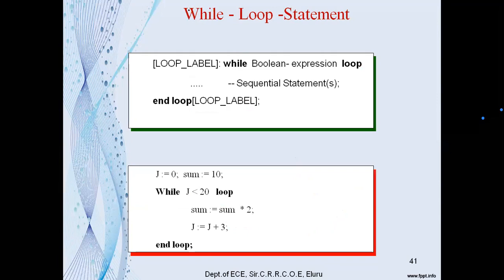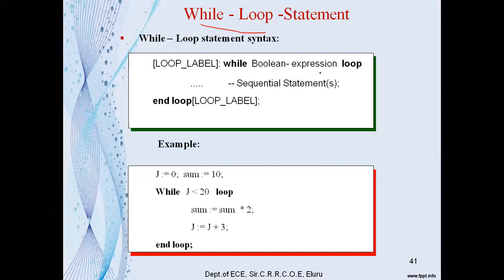What is the difference between the for loop and the while loop? In the for loop we use integer values for the range, and for the while loop we use a Boolean expression. We will use logical operators: equality, less than, greater than, less than or equal, greater than or equal. So we will use logical expressions. Here you can see the syntax for the while loop statement, and also an example of this while loop statement.